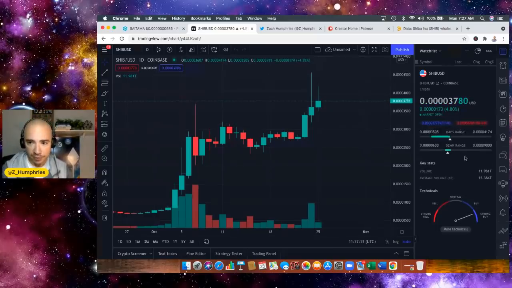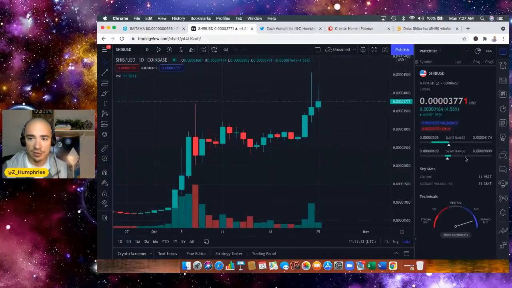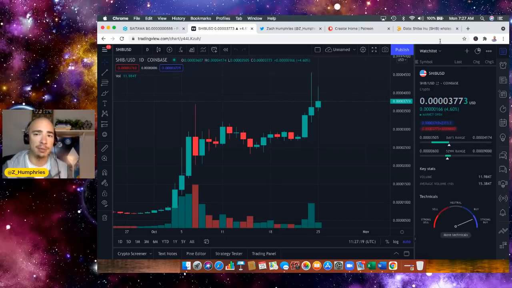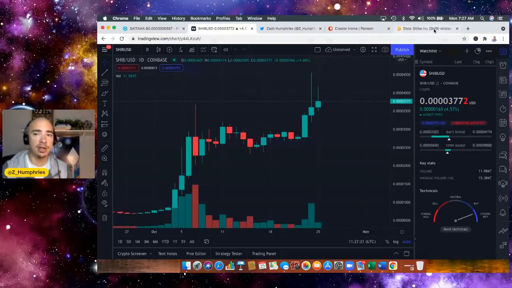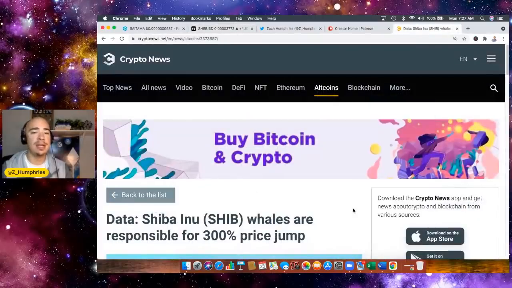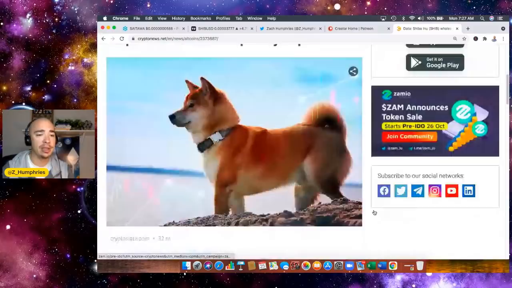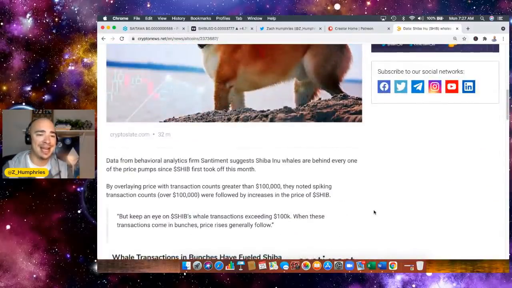So, of course, the day's range here, we're trading in a pretty tight range. The 3.5 level is our low spot. The 4.1 level is the high spot. But in this video, I want to talk about the whales. So Shiba Inu whales are responsible for a 300% price jump. And let's jump into some of the data.